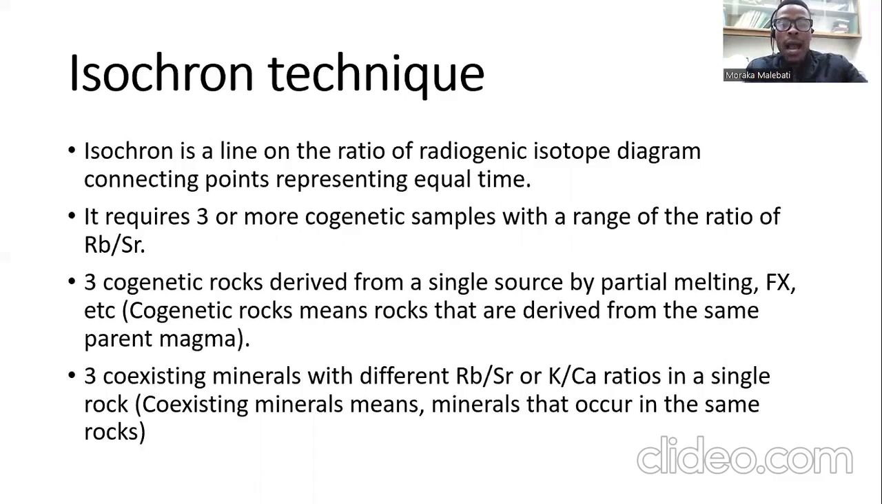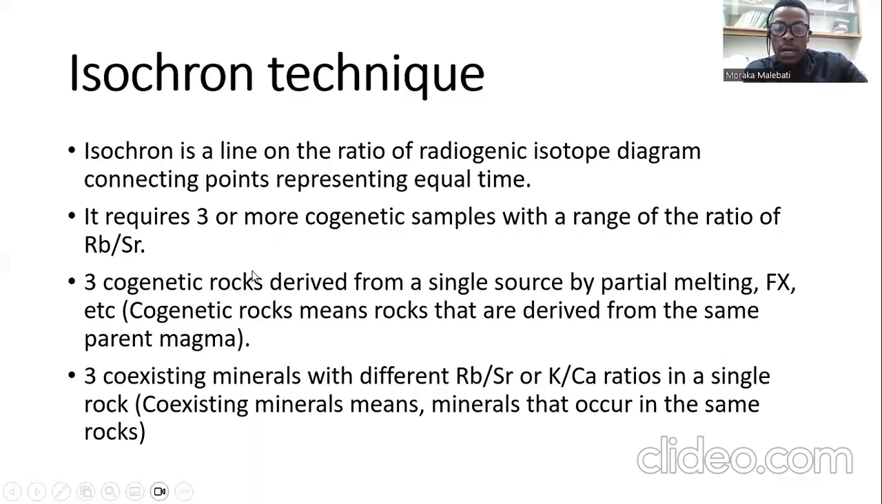So the isochron is just a line on the ratio of radiogenic isotope diagram connecting points representing an equal time, or what we call cogenetic samples of minerals. Okay, but we're gonna talk more about that. It requires 3 or more cogenetic samples with a range of ratios, and today I'm gonna explain this using the Rb-Sr, or rubidium-strontium, system.